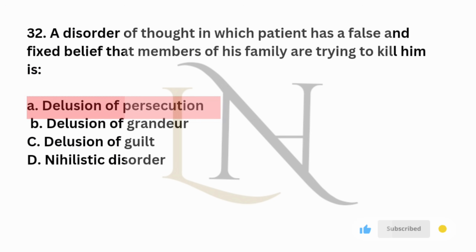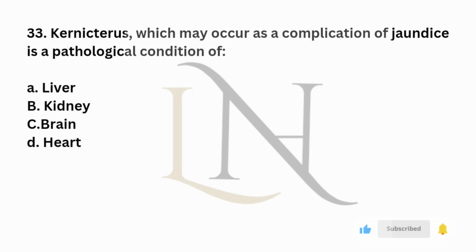Delusion of grandeur means the patient behaves like he is a special person in the world, and nihilistic delusion means the patient thinks there is no God, nothing else. Delusion of guilt means a delusional belief of one's personal guilt for an event, real or imagined. Let's move to the next question.